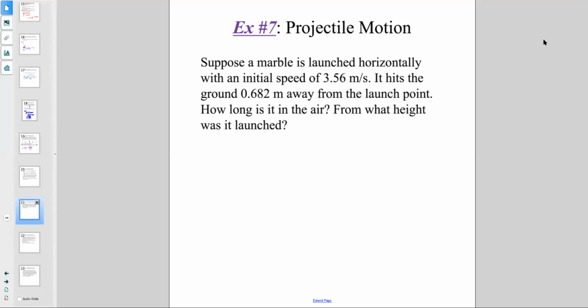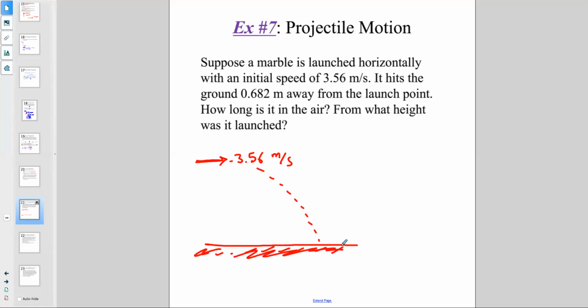Okay, so suppose a marble is launched horizontally, so kind of like this, horizontally, with an initial speed of 3.56 meters per second. It hits the ground. So the time it'll require for this object to come down all the way to the ground, and let's say that this is my ground, okay, this is the ground, is only 0.682 seconds, not even a second, less than that.